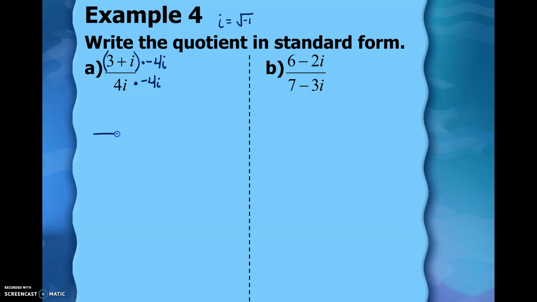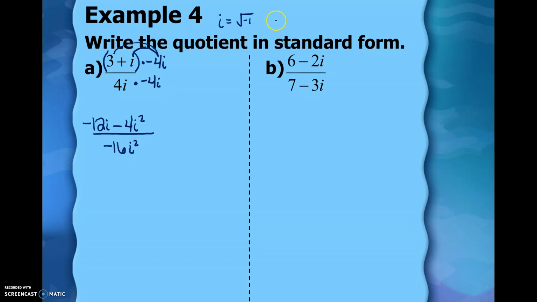On the top, it's distribution. Negative 4i times 3 is negative 12i. Negative 4i times i would be negative 4i squared. On the bottom, 4i times negative 4i, the 4 times the negative 4 is negative 16, and the i times the i is i squared.